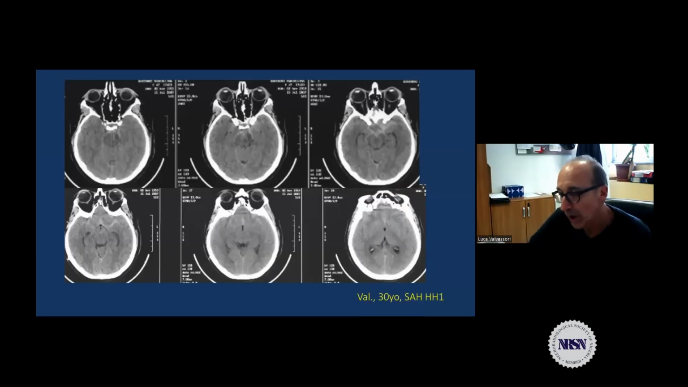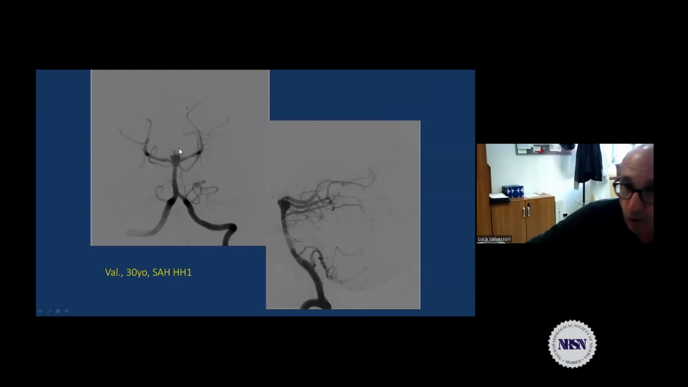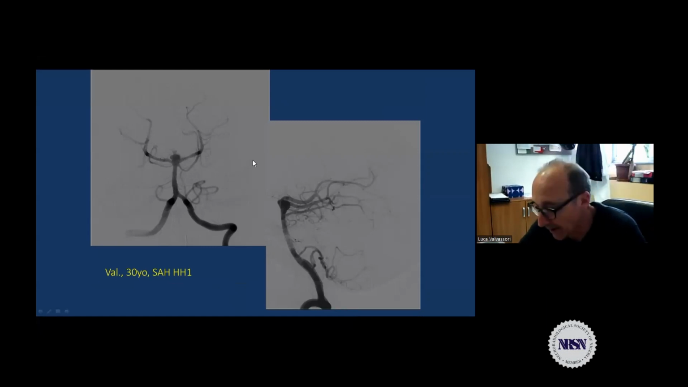Just to give you an example, this is a SAH, subarachnoid hemorrhage. You see blood here and in the cisterns of the skull base. Valeria is a 30-year-old lady. She had this hemorrhage, and this is her aneurysm here, tip of the basilar, with this that we call a small bleb, which is probably the hole in the artery that bled.